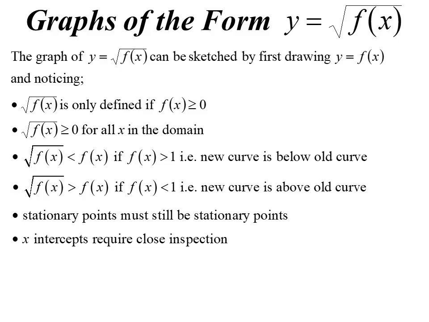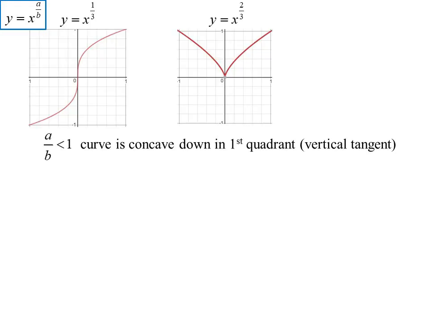Now, the actual x-intercepts really do require a bit more thought. Let's just have a look at this. So y is equal to x to some power, a on b. For example, I've used powers of a third and 2/3, so cube roots basically. There are the two graphs, x to the power of a third and x to the power of 2/3. Things to note, this will always happen. If that power is less than 1, the curve will always be concave down in the first quadrant, thus creating a vertical tangent at the intercept.